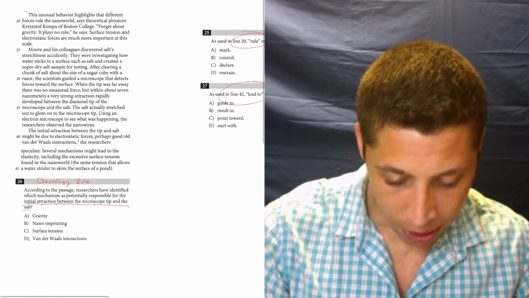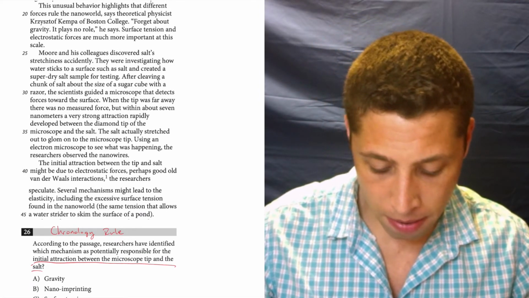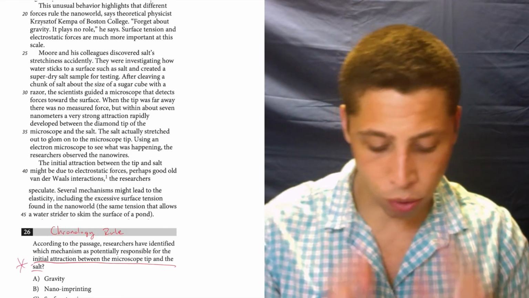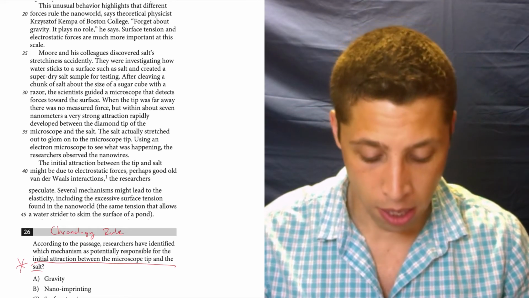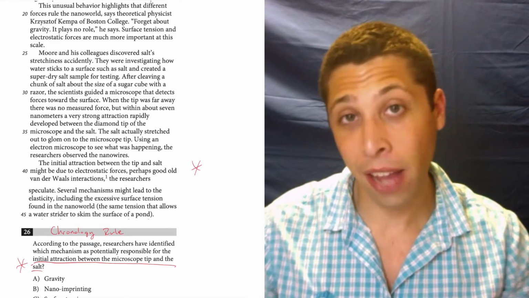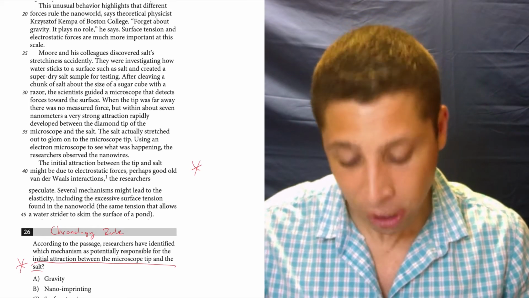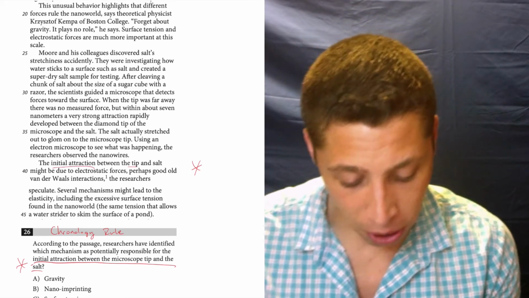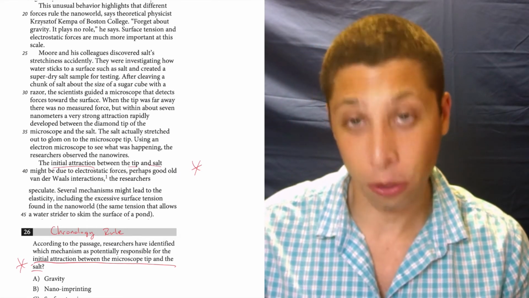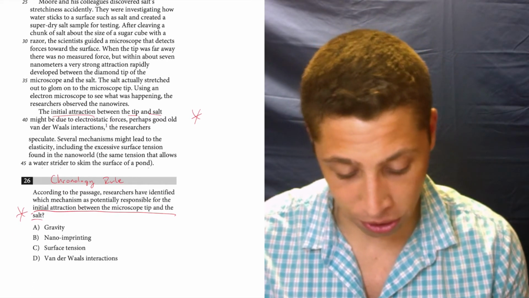But in this case, here is the big chunk of text that we would want to read, about 20 to 45 I gave us. But I know what I want to look for as I skim. I want to talk about the initial attraction between the microscope tip and the salt. And rather than read everything, I'm just going to skip to the good part here. At line 39, they pretty much say exactly what they need to say to tell me, hey, here's the answer. The initial attraction between the tip and salt might be due to electrostatic forces, perhaps good old van der Waals interactions, the researchers speculate.